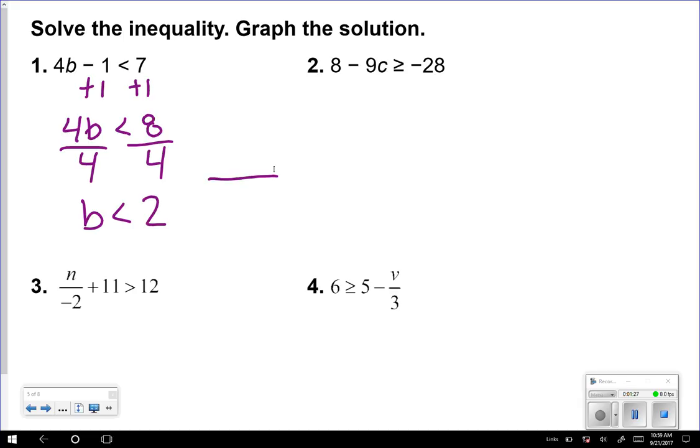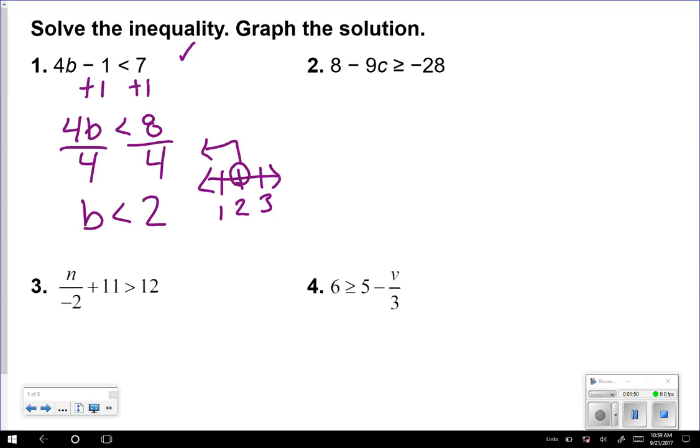If I graph that, I'm going to have an open circle, shade it to the left. I can check it by picking any number that's less than 2. So 0: 4 times 0 is 0, minus 1 would just be negative 1. Is negative 1 less than 7? Yep, so we're good.